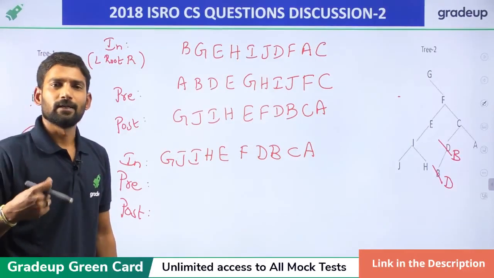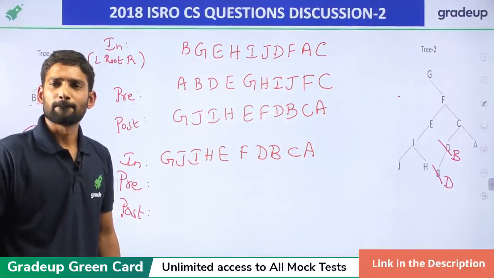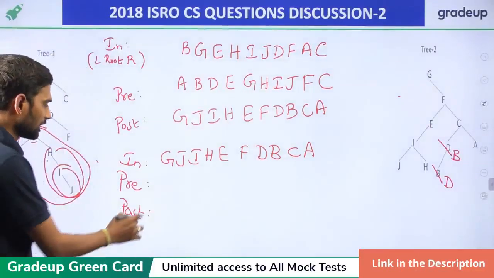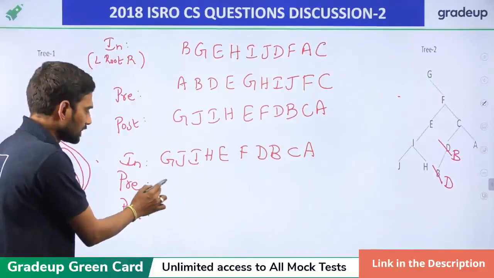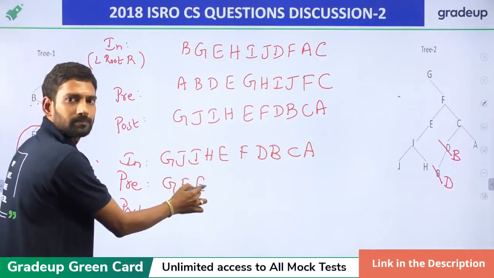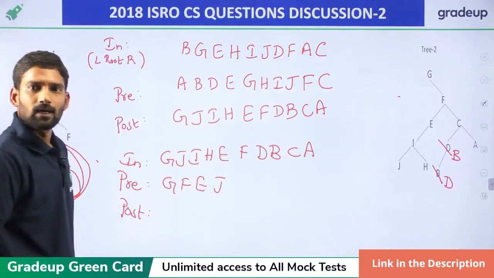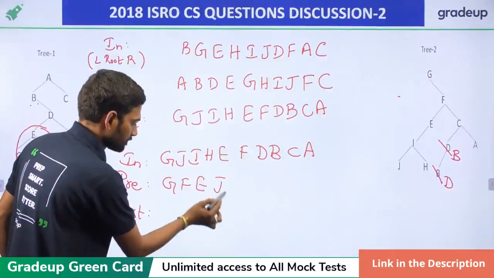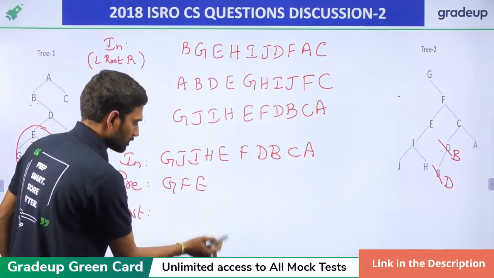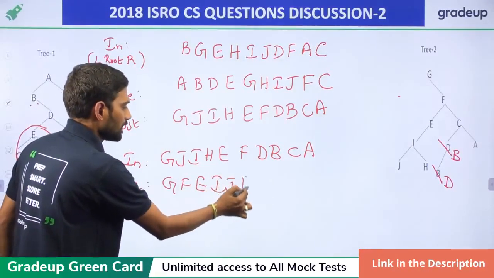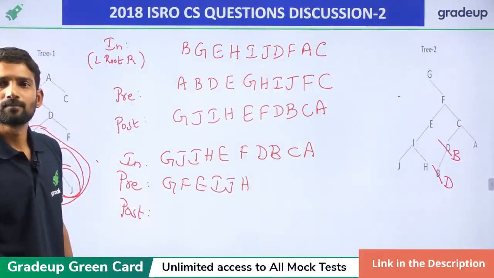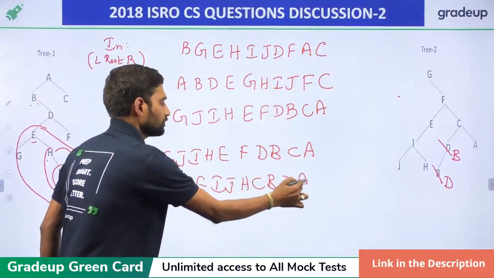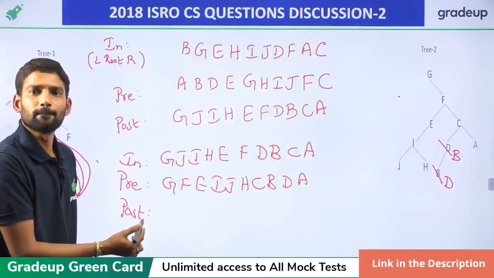Quick, guys. In ISRO, time matters a lot, right? You should be accurate as well as quick. Mayuresh, let me put pre-order: what is it? GFE, IJH, CBDA. Okay. And what is post-order?